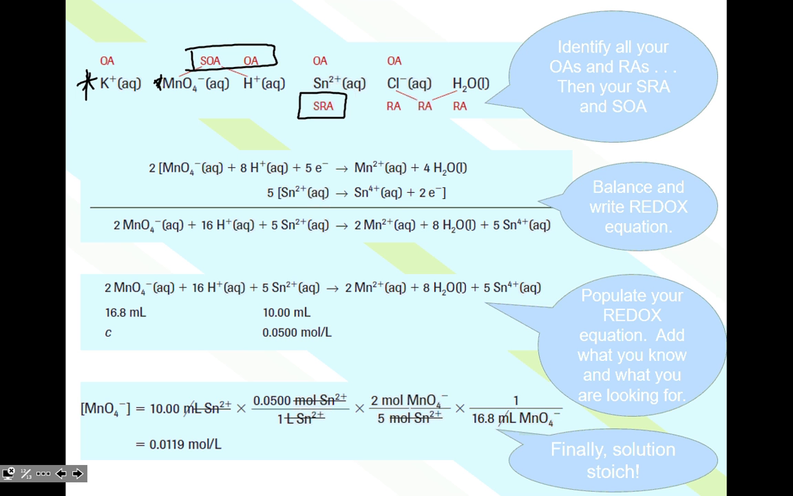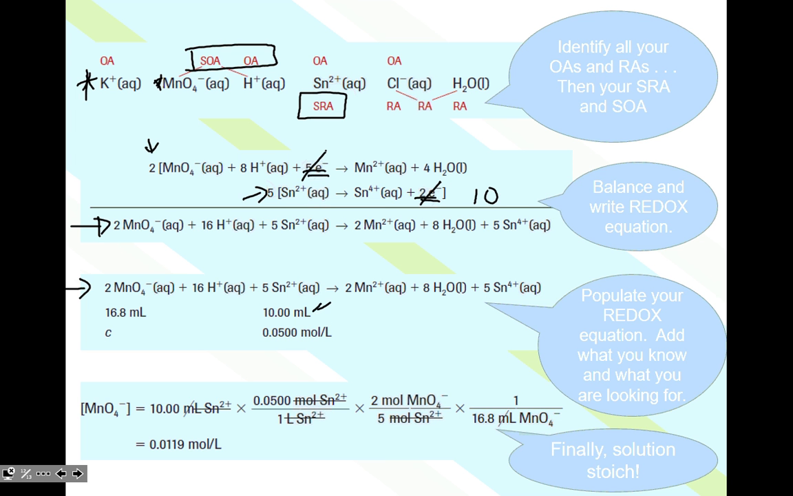So then I just have to make sure that my electrons balance. I have 5 here, 2 here. The lowest common multiple is 10. So that's where this 2 came from and this 5 came from. You know this. That's going to cancel out my electrons. Here is my net. Then once I have this, I just go ahead and populate it.